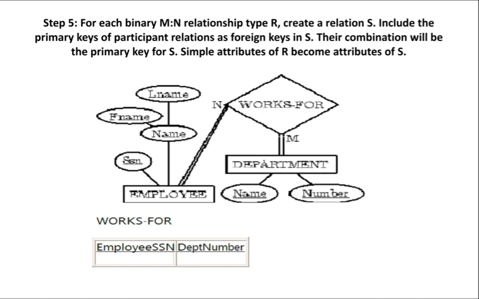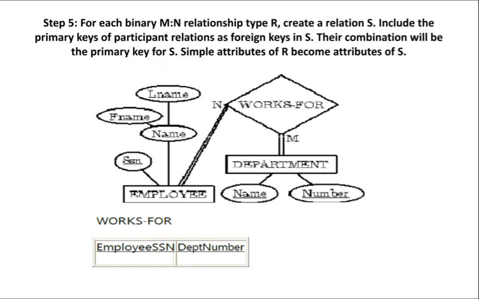Very, very simple. I don't want to confuse you guys. Here what I am doing, I am considering the works for relationship. I'm considering the relationship and I'm including primary key from both the tables. See, employee SSN, one primary key, department number is another primary key. I'm using the combination as a primary key. See, their combination will be the primary key for S.